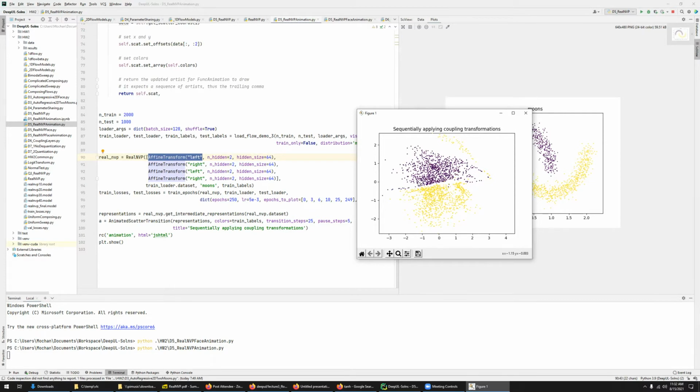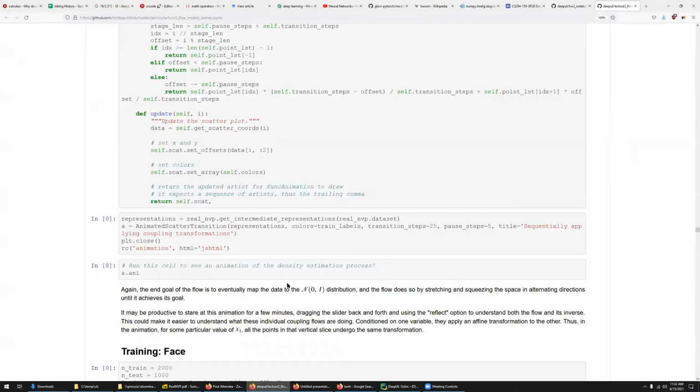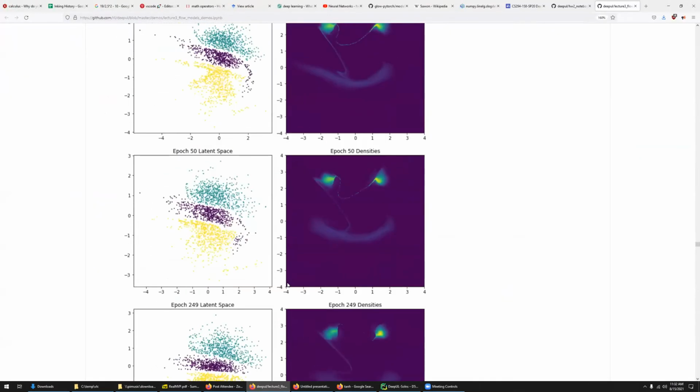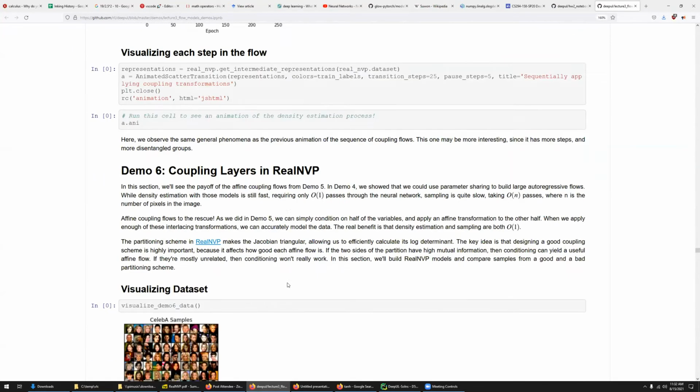Since the original data goes to another two-dimensional data, which is the latent space, and then goes to another 2D, we can see how the data is being moved around. And there's the animation for the face also. It also takes some time. Okay, it's almost the same as this one. So we can just go into the next one, demo 6.